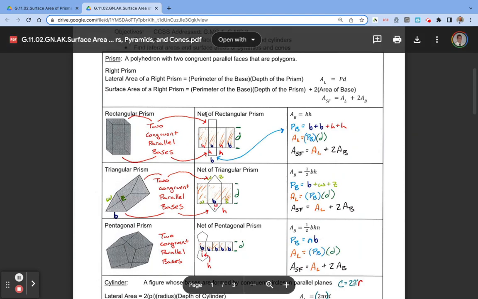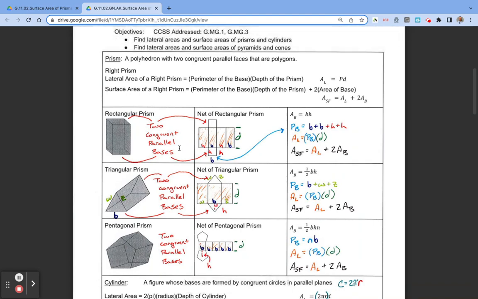So here we have 3 right prisms. We have a rectangular prism, and the reason it's a rectangular prism is because the base is a rectangle. We have a triangular prism right here. The base is a triangle. And the way that we know that this is the base is because there are 2 parallel bases that are the same. And over here we have a pentagonal prism. That's because we have the shape of a pentagon.